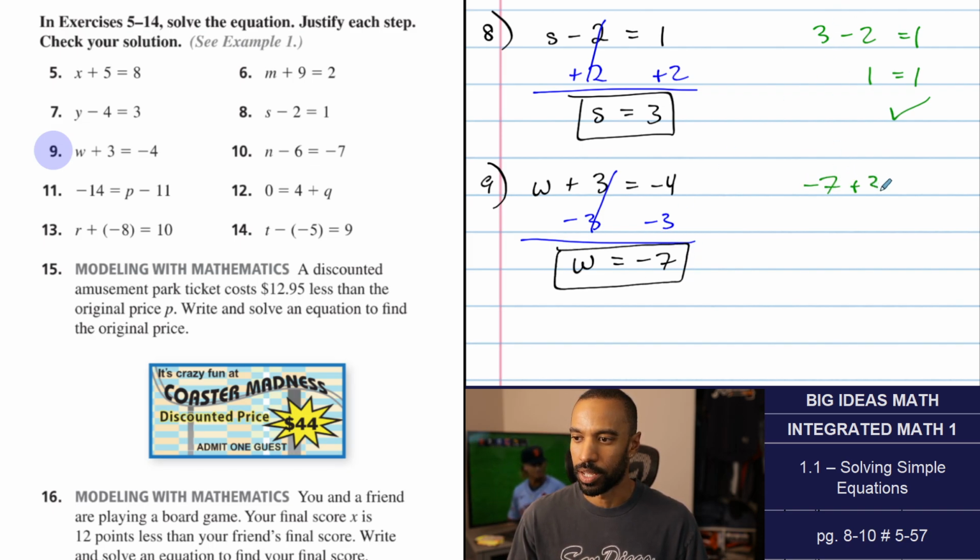If you're not sure, let's double check it. What's negative 7 plus 3? Is that negative 10 or negative 4? It's negative 4. It's the same as 3 minus 7. 3 minus 7 is negative 4. And those are equal.